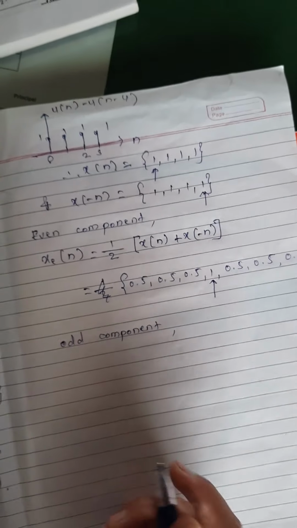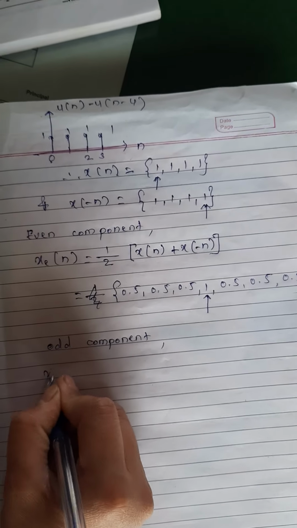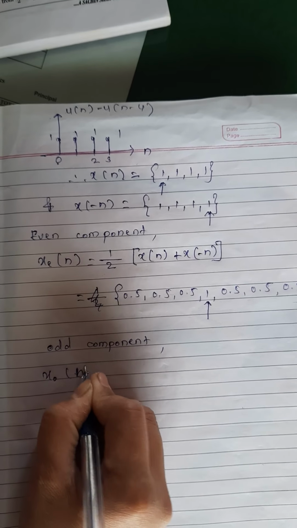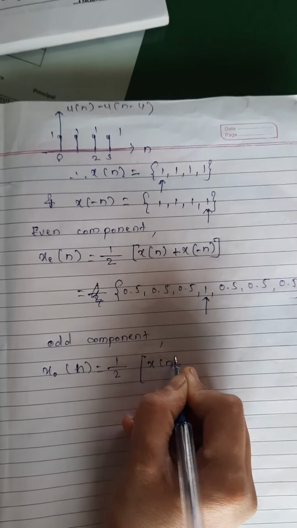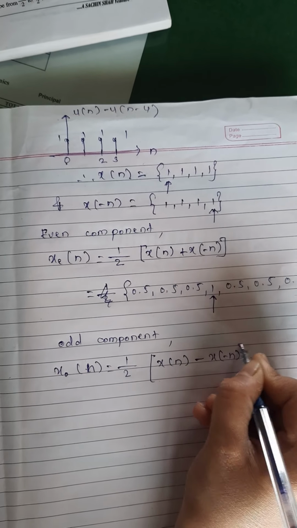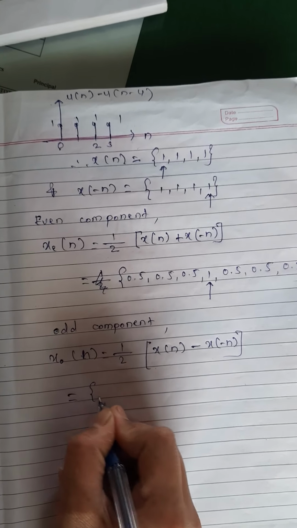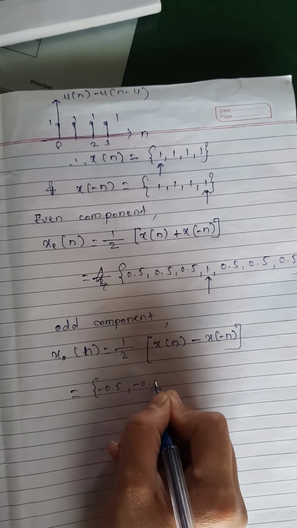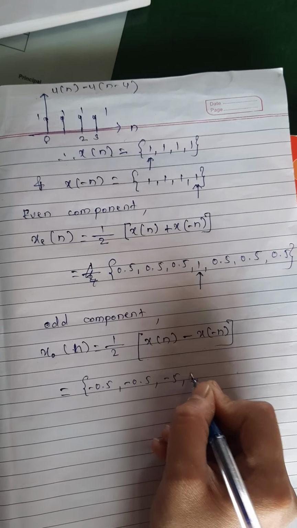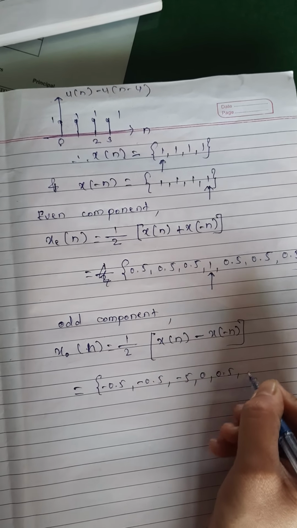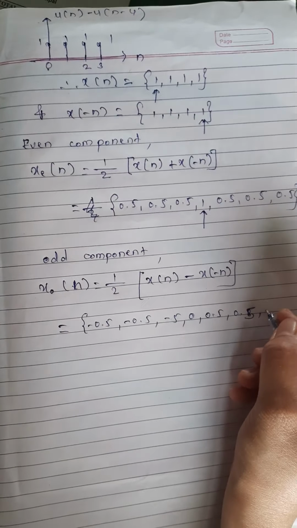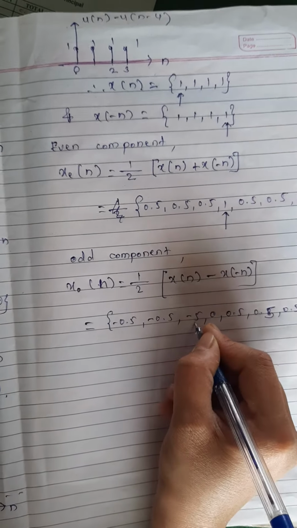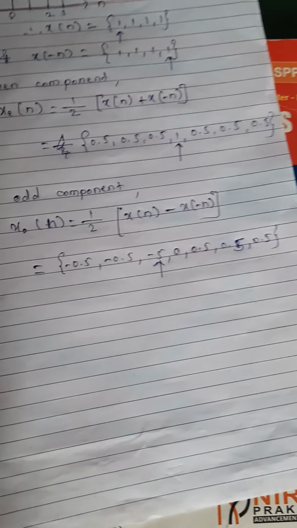And our odd component is x o of n is equal to 1 by 2 into x of n minus x of minus n. So here we directly write the answer: minus 0.5, minus 0.5, minus 0.5, and 0.5, 0.5, 0.5. So these are the odd and even components of the signal.